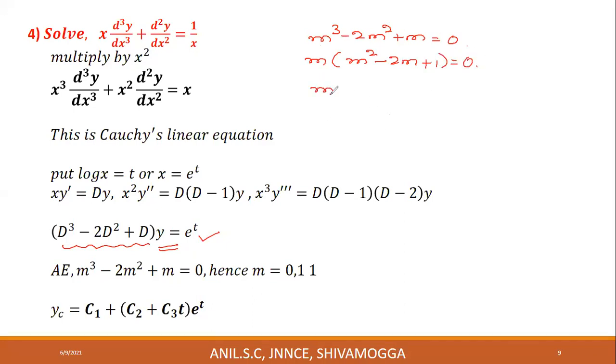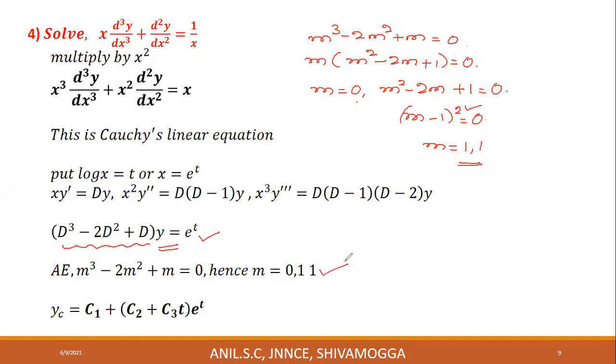Therefore, either m is equal to 0 or m square minus 2m plus 1 equal to 0. m square minus 2m plus 1 is equal to 0 can also be written as m minus 1 whole square is equal to 0. m minus 1 is equal to 0 implies m is equal to 1, and it is repeated 2 times. Therefore, again m is equal to 1. So we have 3 roots: m is equal to 0, m is equal to 1, and m is equal to 1.